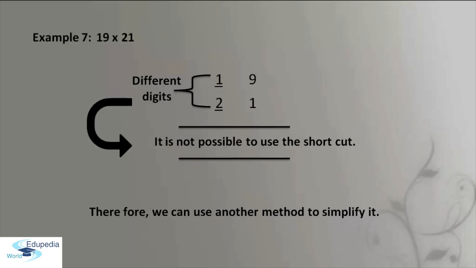With this last example, I think you have understood when to use this shortcut. This shortcut can be used only when the digit in the tens place is 1 and the digits in the ones place are of any kind.